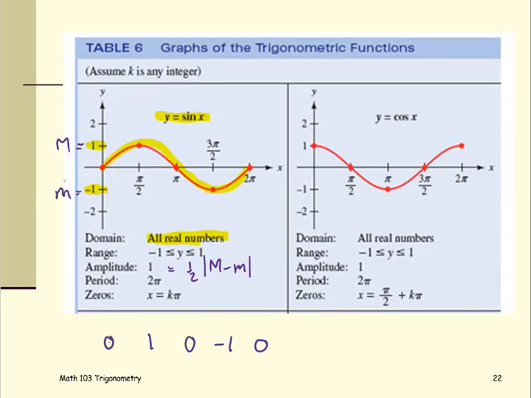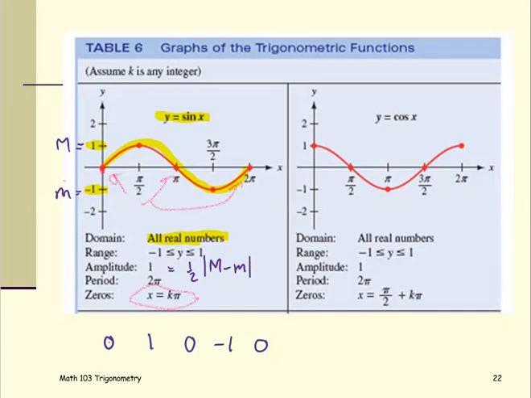For the zeros, or the x-intercepts, the graph of y equals sine x crosses the x-axis at 0, at pi, at 2 pi. And if you keep going with the graph, they are called the multiples of pi, or x equals k times pi, where k is any integer.